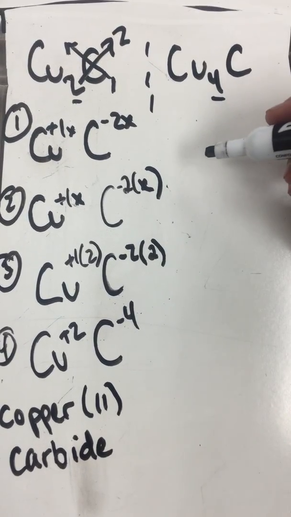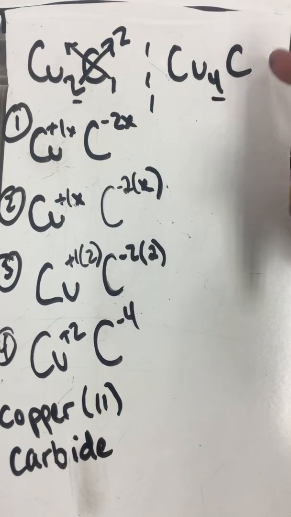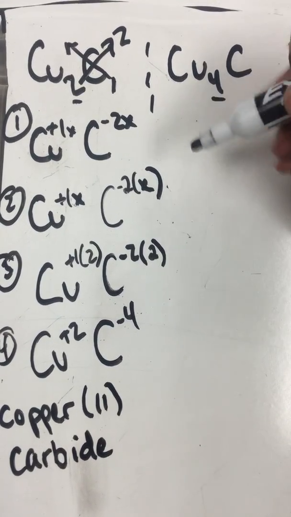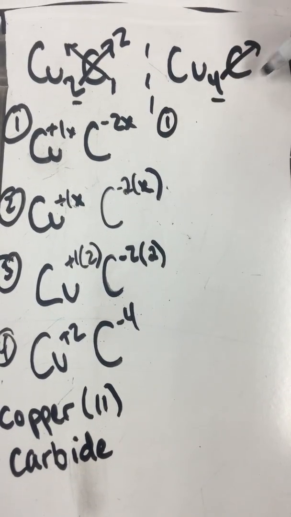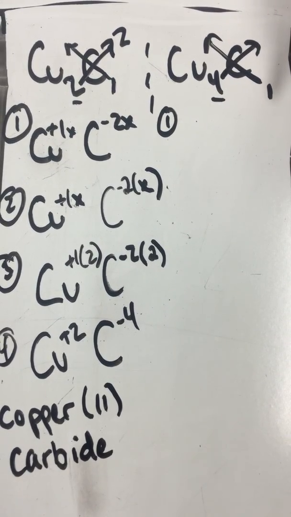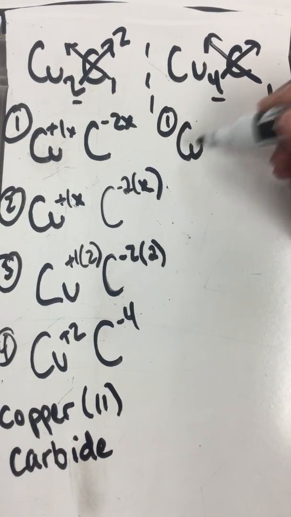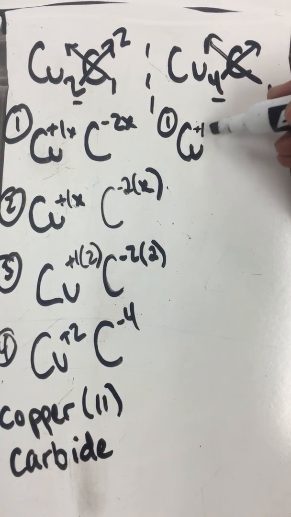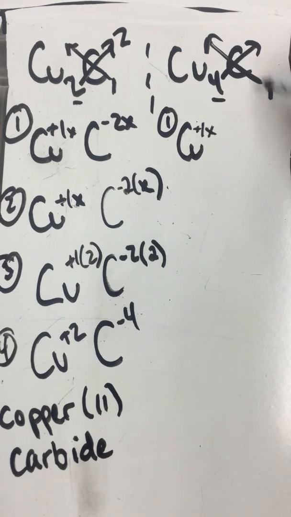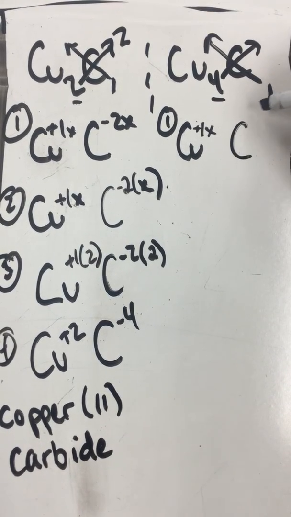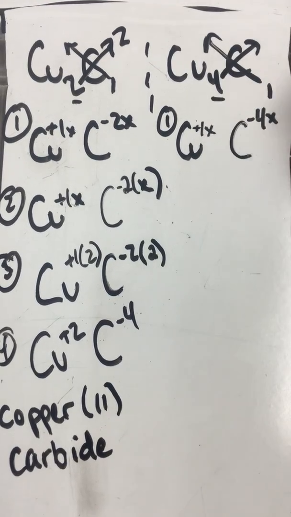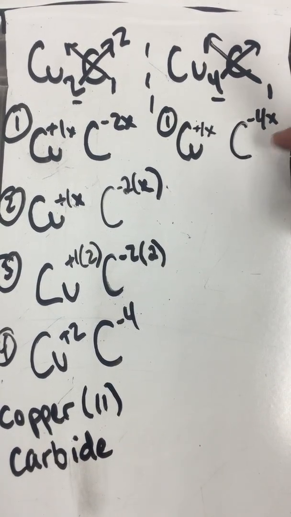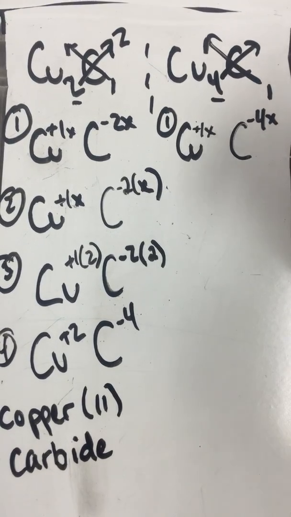The other situation we might have is that we might actually have 4 coppers for every 1 carbon. And I'm going to do the same steps that I did before. First, I'm going to move these numbers back up so I can have an idea of what the charges are. So my copper is going to be 1x, still positive, because this 1 moves up here. And my carbon is going to be, still negative, 4x. That 4 moved back up here. Again, this could be just a lowest ratio, so I want to make sure that I have this down as an x, so I'm not making an assumption on the charge.